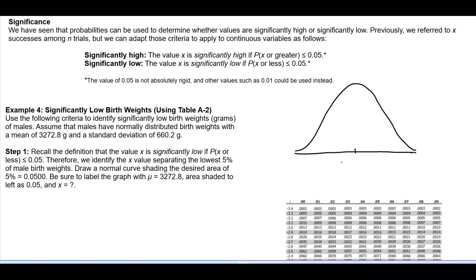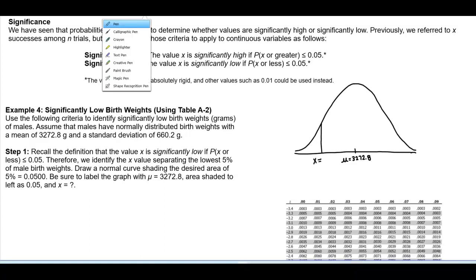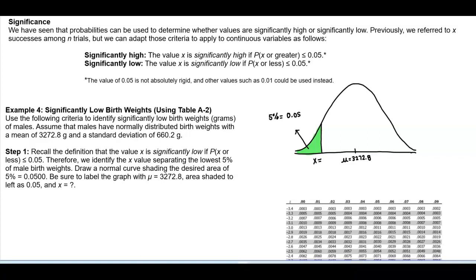Okay, we also know that the mean is given to be 3,272.8 grams. And then we're looking at 5%, and so for the significantly low, that means we're going to shade 5% on this left side. So we're going to look for a value of X that's going to be here. So let's shade that area, because that represents, again, the significantly low amount. So that represents our 5%, which is equal to 0.0500. Now keep in mind that we also have our z-scale, where the mean is 0.